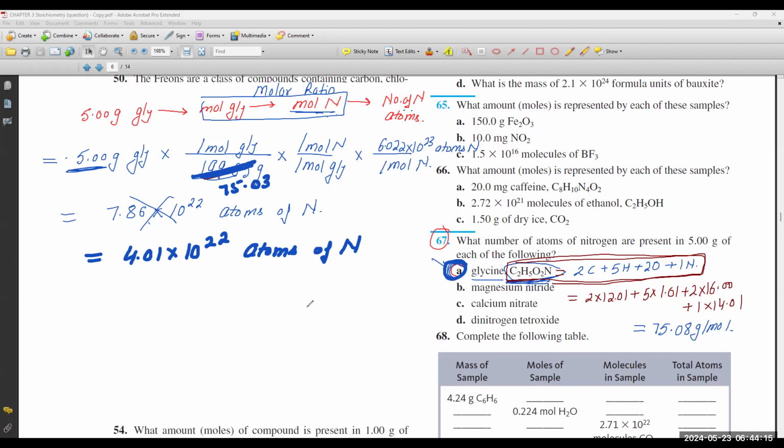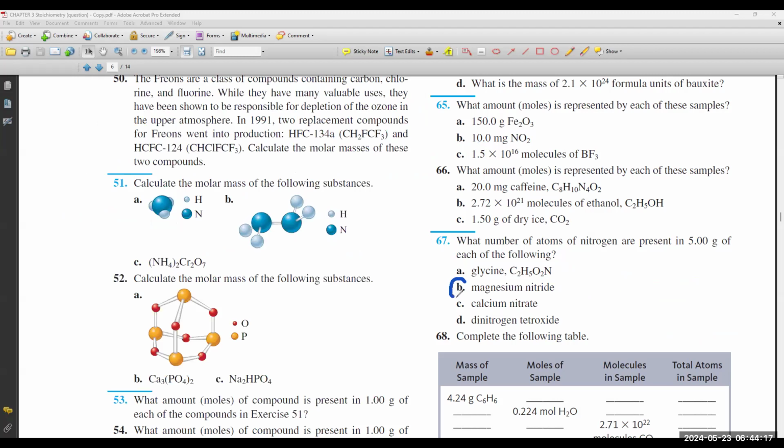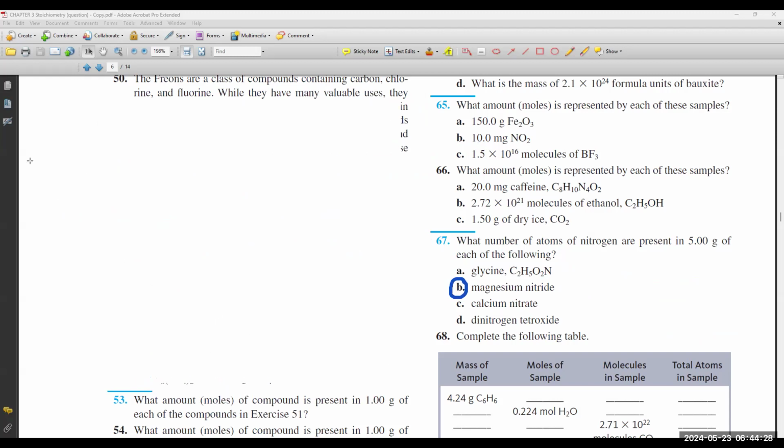In the next question, the formula is not given. So first, you read the name and give me the formula. Take out your periodic tables. Read the name and give the formula. What's the charge on magnesium? Magnesium is group number 2. What's the charge on nitrogen? It's nitride. It's not a polyatomic ion.